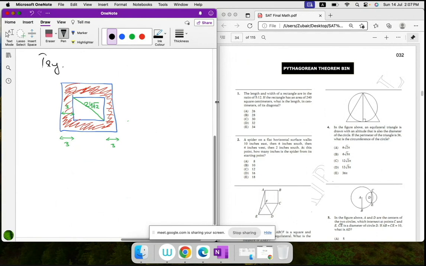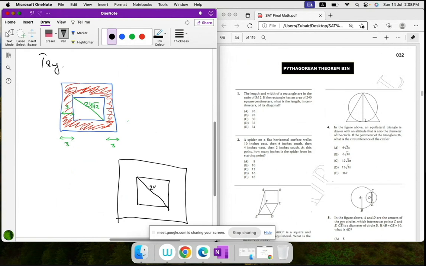So it's a square, right? Sir? Can you please make it a little louder? I can't hear you. I asked if it's a square. Yeah, both are squares. I'll try to make it more clear. Diagonal is 24 square root 2 and this thickness is 3 on all sides.